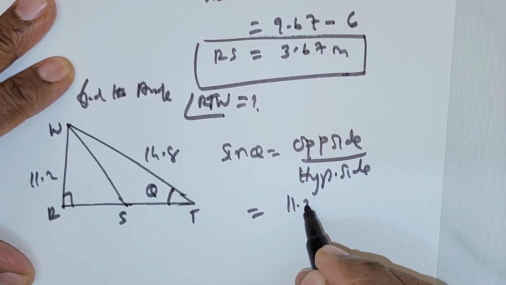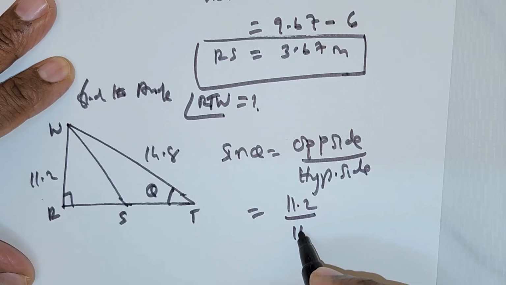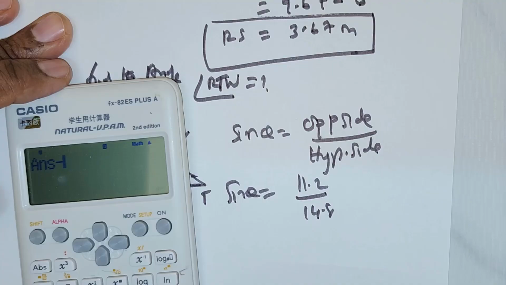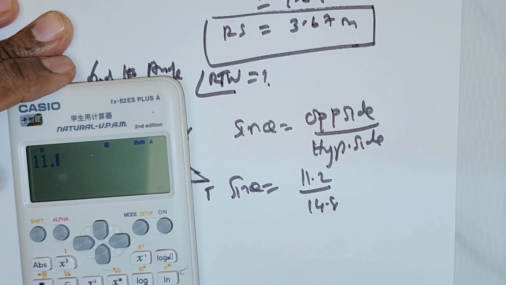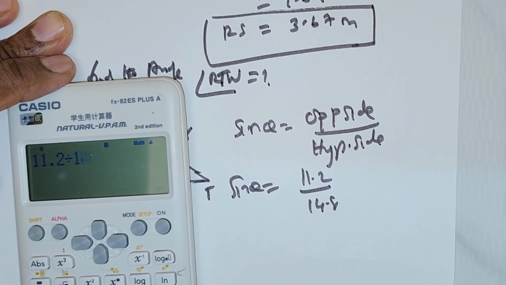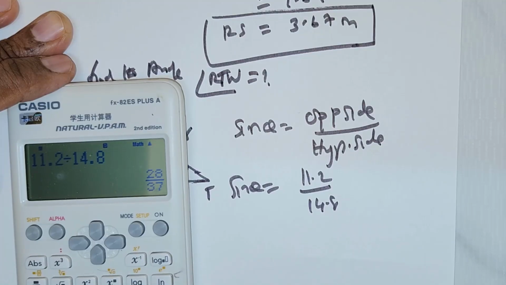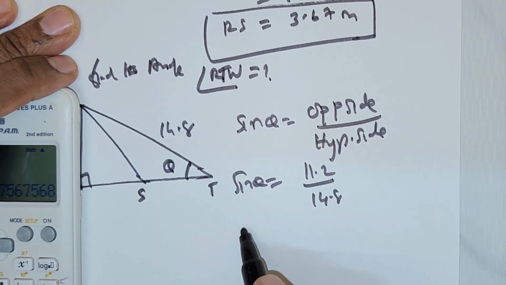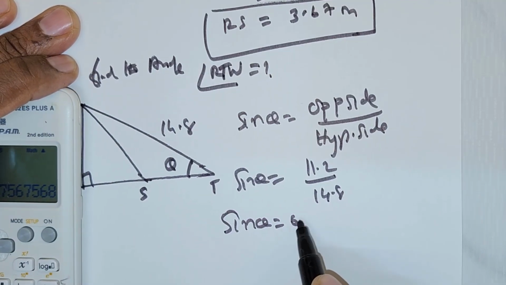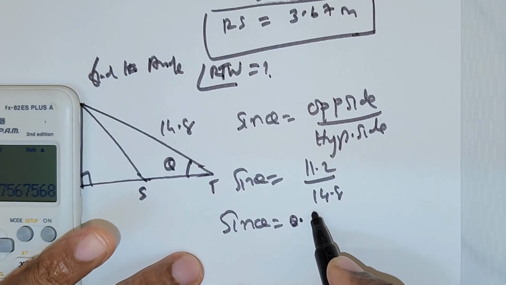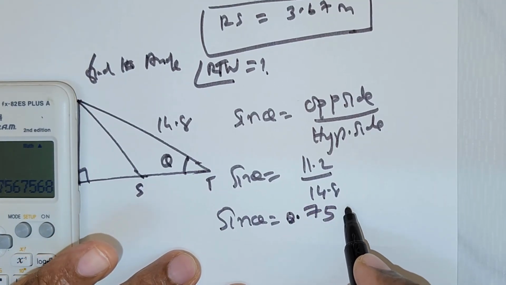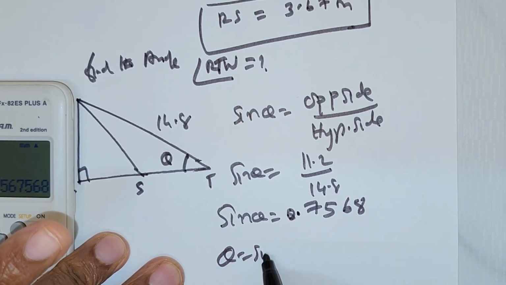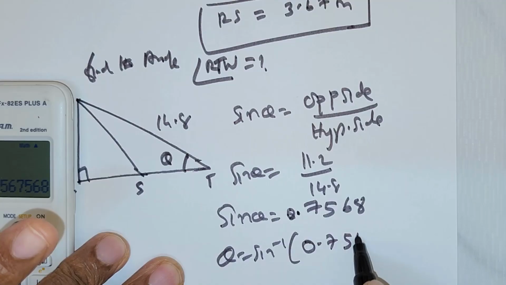So what is in the opposite side? 11.2. What is in the hypotenuse side? 14.8, and this is my sine theta. So again use the calculator. 11.2 divided by 14.8. This will give you 0.7568. So theta is equal to sine inverse of 0.7568.